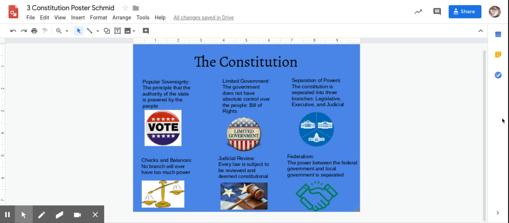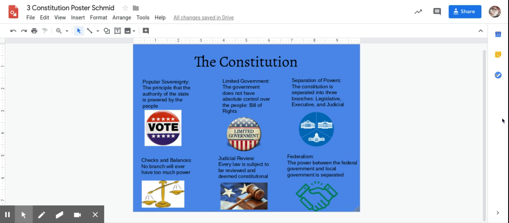Popular sovereignty is the idea that the authority of the state is powered by the people, and nothing is possible without the power of the people. We see people acting out popular sovereignty when they exercise their right to vote by electing the president. I used a voting pin as my image because I thought that represented popular sovereignty well.